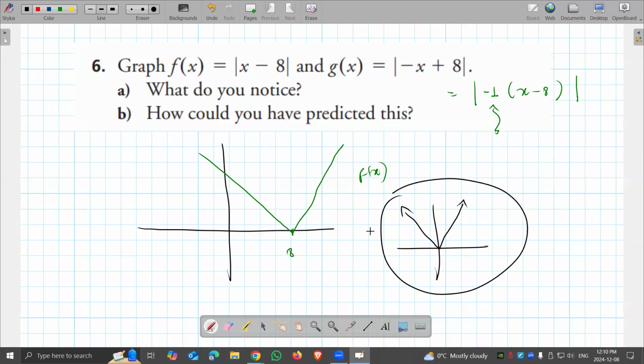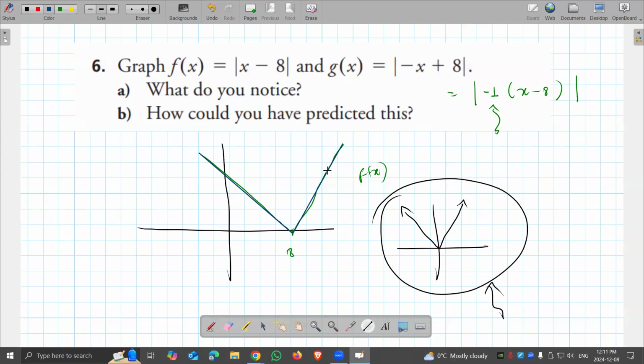If you reflect this on the y-axis, would anything change? No, because you're going to get the exact same thing. So reflection on the y-axis doesn't change anything. So we've dealt with the negative 1. Now the negative 8, it just shifts it 8 units to the right. So all in all, our f of x and our g of x end up looking exactly the same. They're the same curve. Okay? So that's the answer to part A. We notice that the curves are exactly the same.